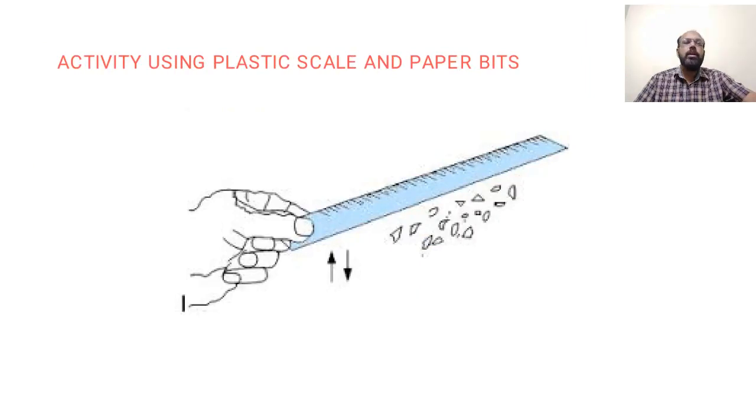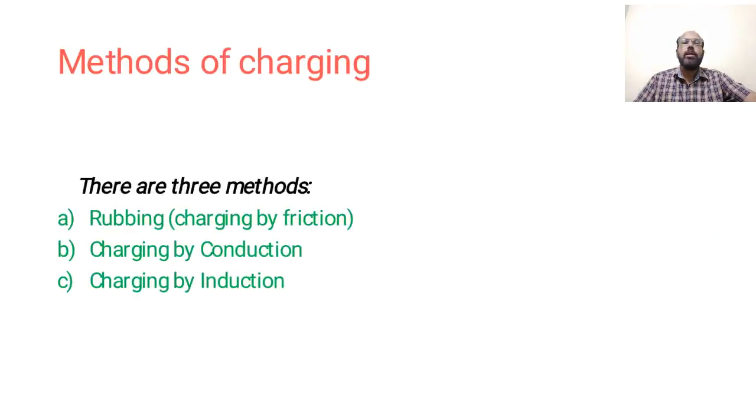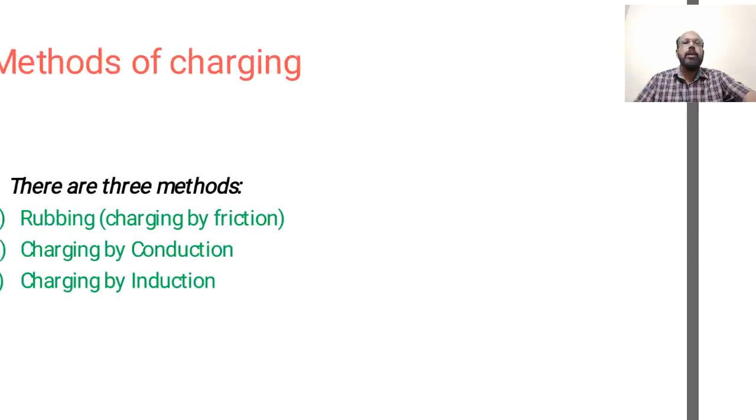Another activity you have also done at your home or in your school: a plastic rod is rubbed on your hair. It can also attract bits of paper. It can also be explained on the basis of charging by friction. There are three methods of charging: charging by friction, charging by conduction and charging by induction.